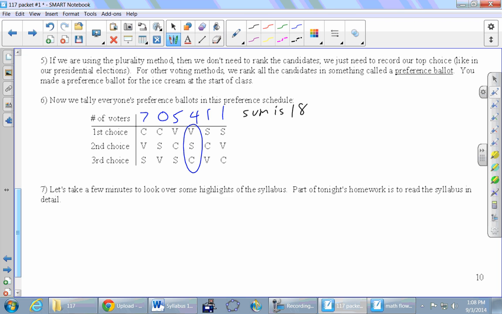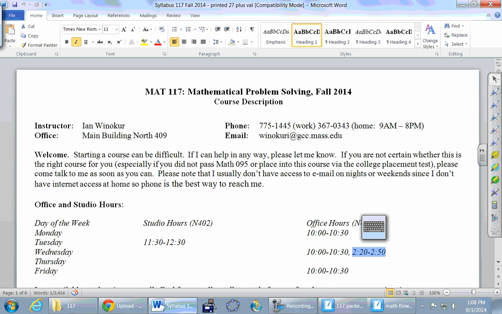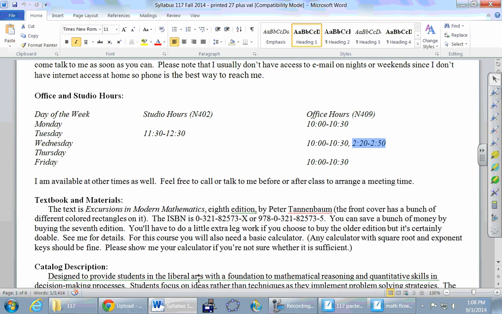We're gonna take a quick detour right now after doing some of the basic voting stuff to take a look at just a couple of highlights of the syllabus. You're gonna read through this document over the weekend, bring back any questions you might have on Monday. It's a long document. There's only 2 pieces that I want to talk about right now. First one is a mistake. It's in the office hours on the very first page.